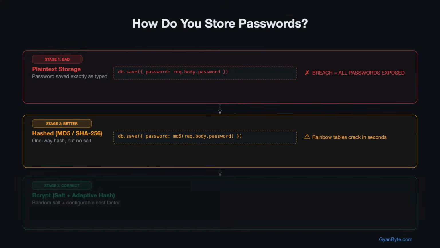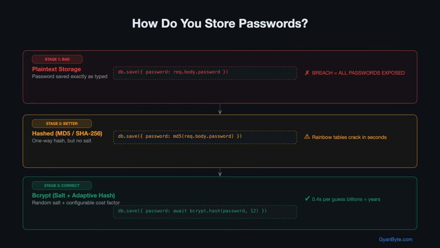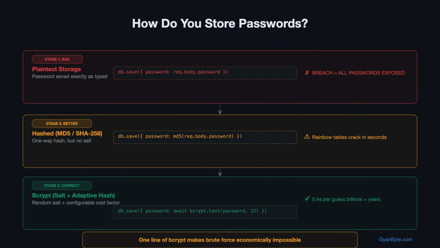The right answer is use Bcrypt or Argon2. These add a random salt and a cost factor. Cost factor means each hash takes deliberate time to compute, 0.4 seconds per attempt. Multiply that by a billion guesses and you are looking at years. Bcrypt.hash with a cost of 12. That's it. One line and brute force becomes economically impossible. This is the only pattern you should use. Never plaintext, never MD5.